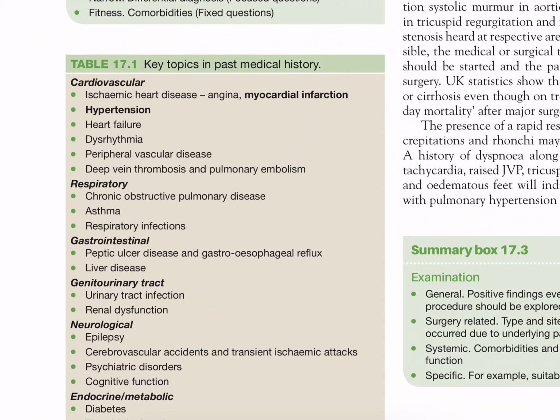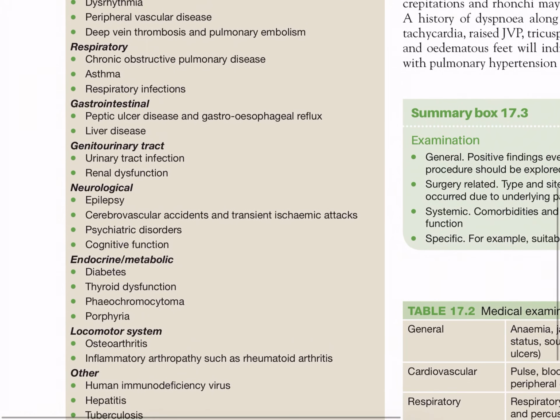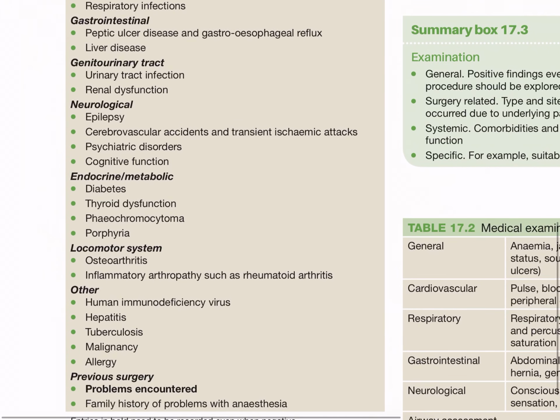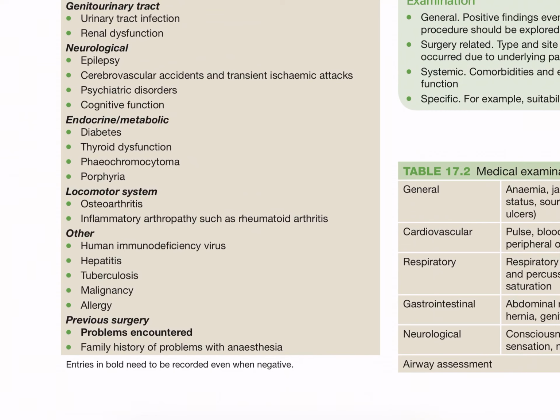Table 17.1. Cardiovascular: ischemic heart disease, angina, myocardial infarction, hypertension, heart failure, dysrhythmia, peripheral vascular disease, deep vein thrombosis and pulmonary embolism. Respiratory: chronic obstructive pulmonary disease, asthma, respiratory infections. Gastrointestinal: peptic ulcer disease and gastroesophageal reflux, liver disease. Genitourinary tract: urinary tract infection, renal dysfunction. Neurological: epilepsy, cerebrovascular accidents and transient ischemic attacks, psychiatric disorders, cognitive function. Endocrine or metabolic: diabetes, thyroid dysfunction, pheochromocytoma, porphyria. Locomotor system: osteoarthritis, inflammatory arthropathy such as rheumatoid arthritis. Other: HIV, hepatitis, tuberculosis, malignancy, allergy, previous surgery, problems encountered, family history of problems with anesthesia.